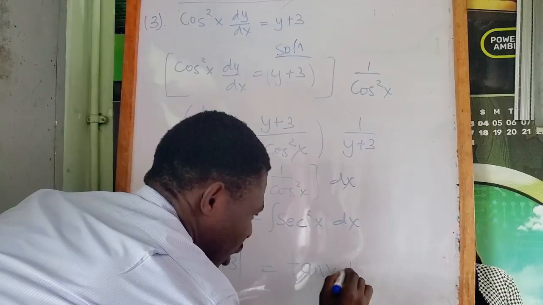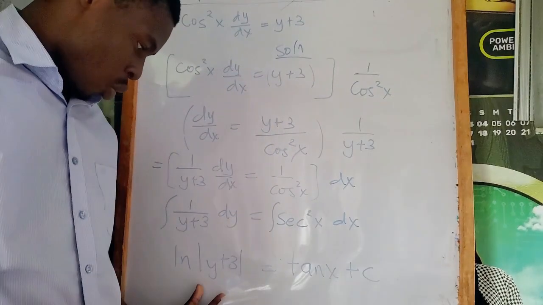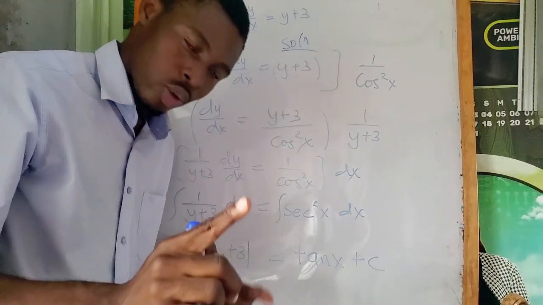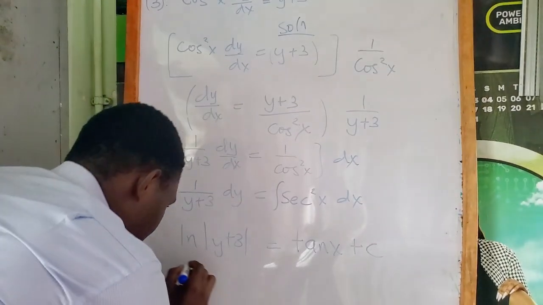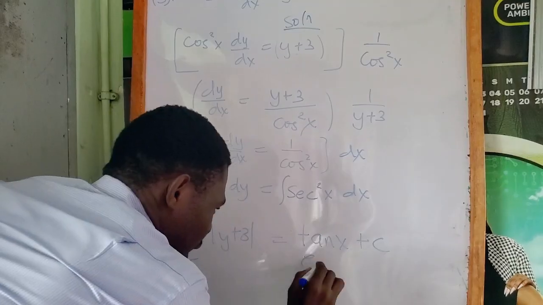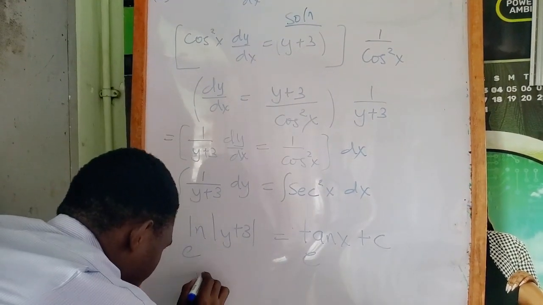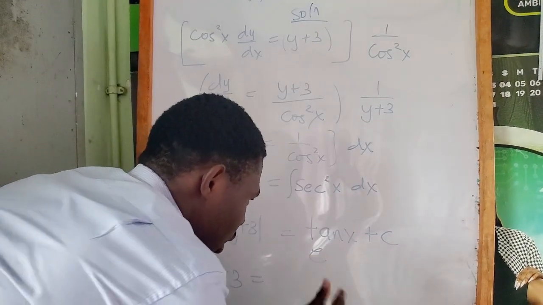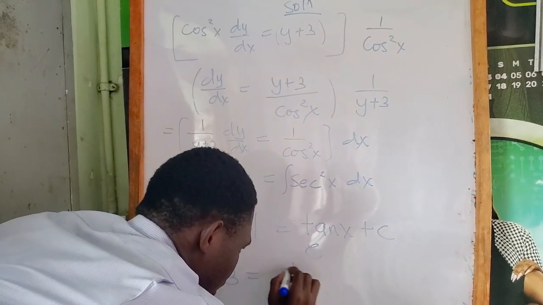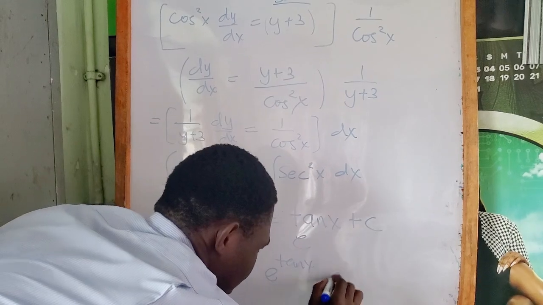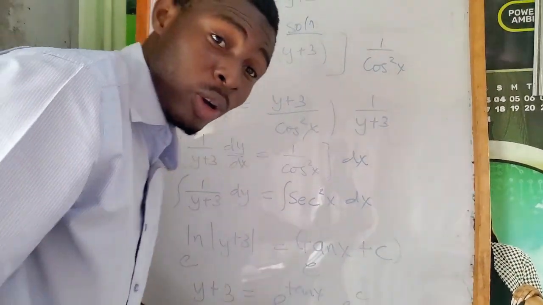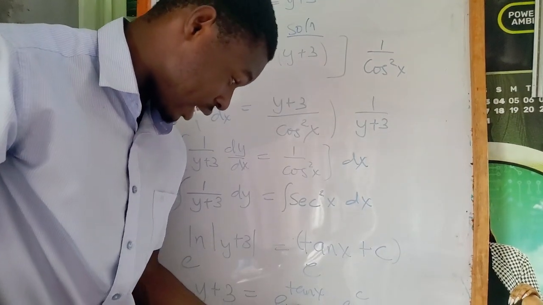tan x plus c. Okay, we are looking for y, not ln of y plus 3. What do we do? That's right, take the e of both sides. If I take e here, I take e here, I'm going to get that y plus 3 is equal to e to the tan x times e to the c, from your laws of indices, I meant to say.